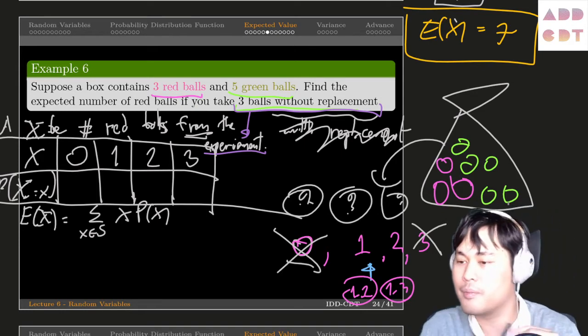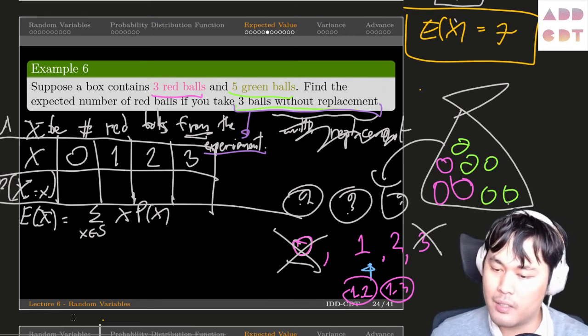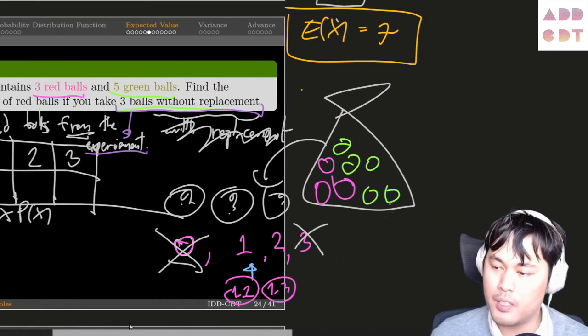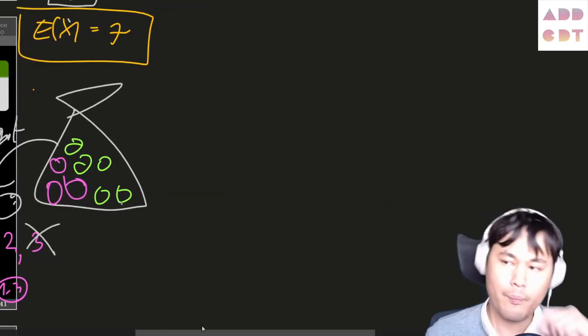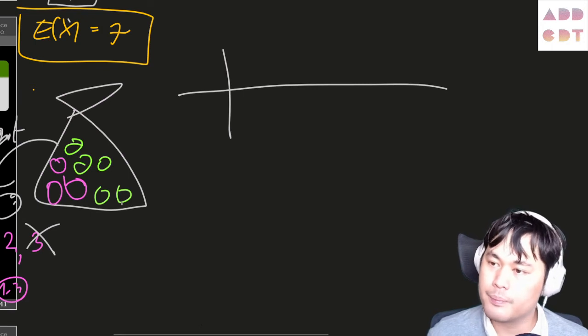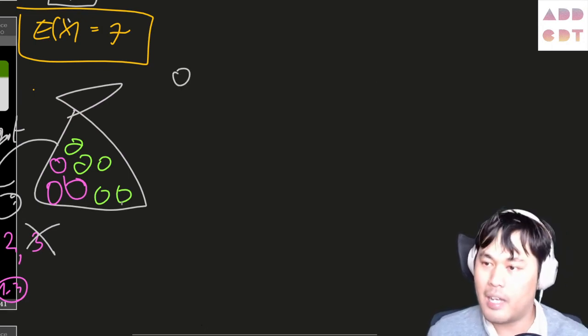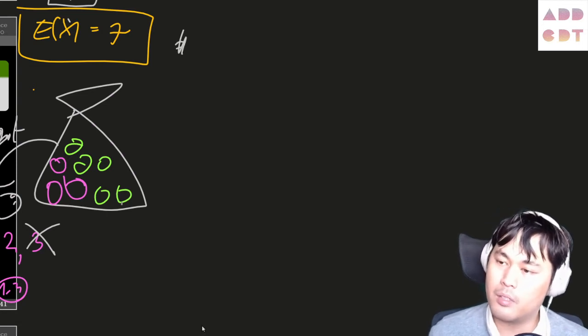What kind of tool can we use to compute this? The answer is we're going to have to go back and use the counting principles. And this is where it's getting more interesting. So first of all, how many ways? The total number of ways.